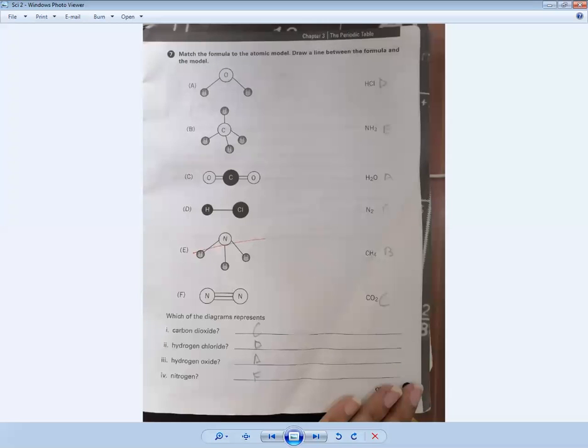So NH3 is representing the chemical formula of ammonia. So it will match E part with NH3. Okay, now come to the next part, this is F part.